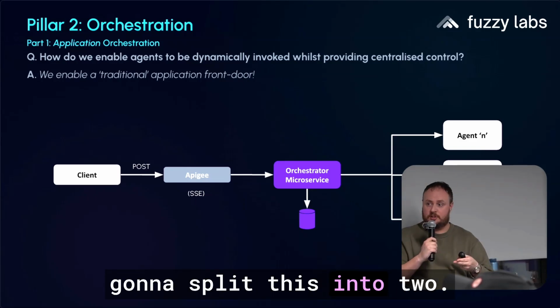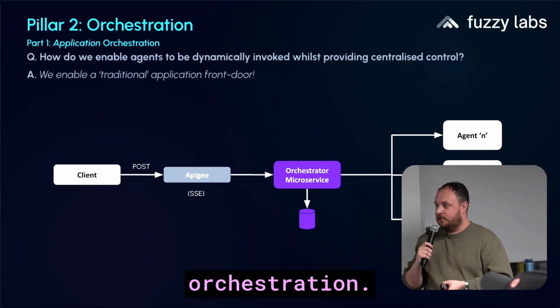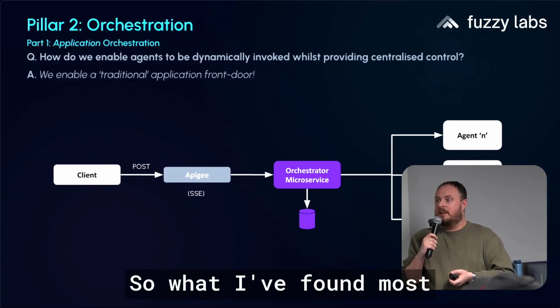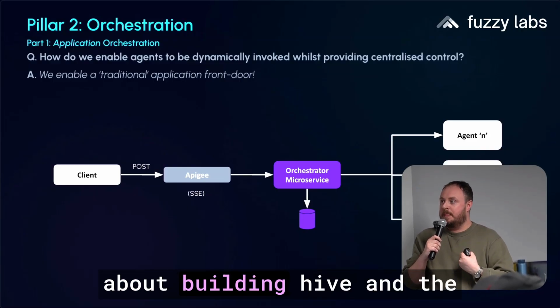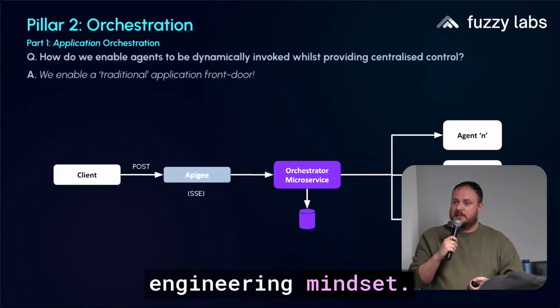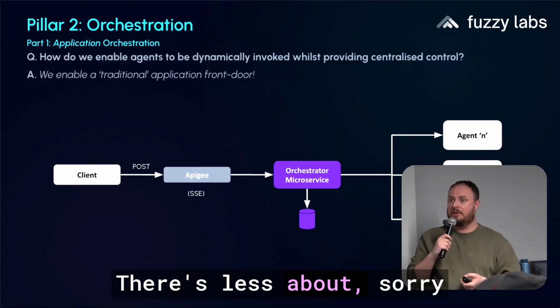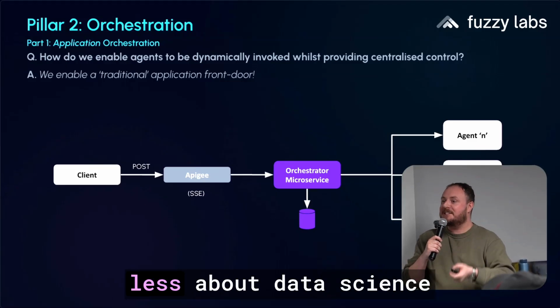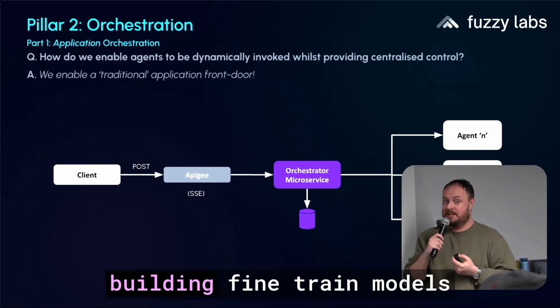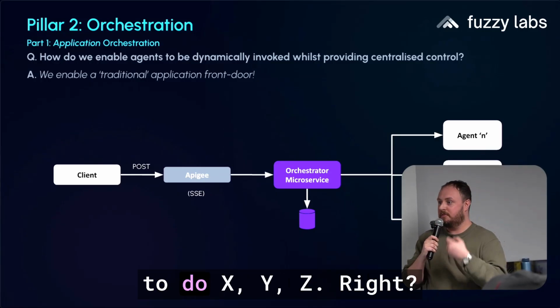Orchestration. I'm going to split this into two. The first is application orchestration. And again, we're not doing anything fancy, right? What I've found most about building Hive and the agents is it's a software engineering mindset as much as anything else. There's less, sorry to the crowd, there's less data science and machine learning in building AI agents than in building fine-tuned models to do X, Y, Z, right?